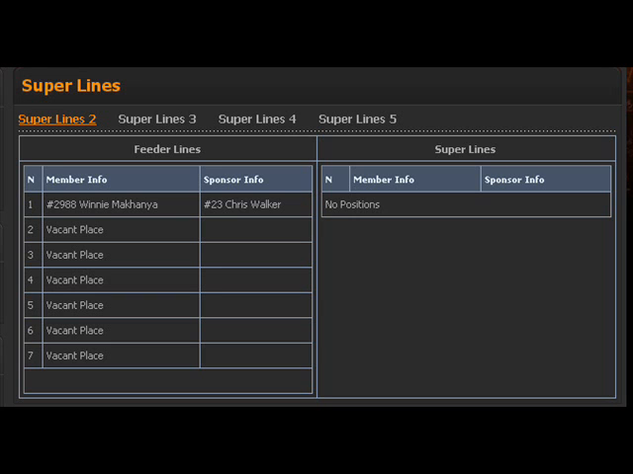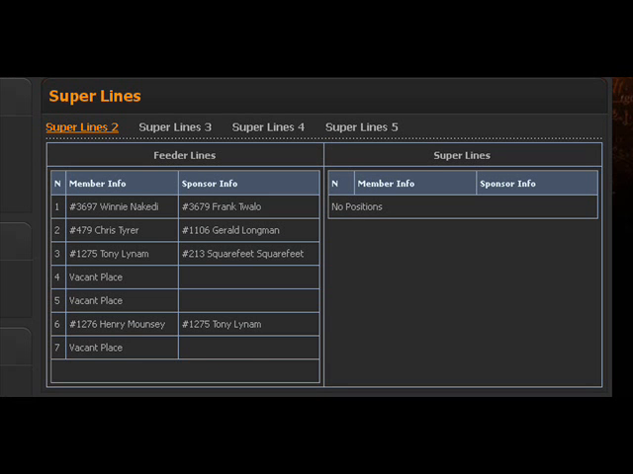Okay, now this member has just entered the first part of the SuperLine. There are 2 parts, the feeder line and the SuperLine itself. The feeder line gets you through to the SuperLine. That's where you actually get paid commissions. So 2 parts, but when you re-enter, you only ever re-enter the SuperLine. The feeder line you only go through the 1 time with each position.